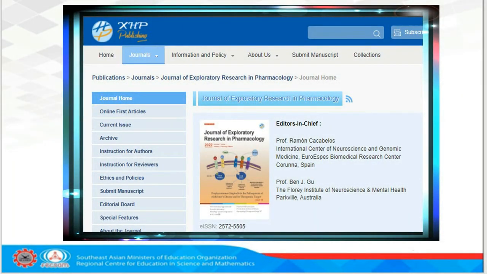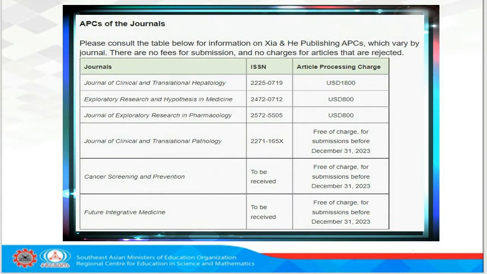Journal of Exploratory Research in Pharmacology, JERP, is a peer-reviewed journal published by Xia and He Publishing Incorporated. JERP focuses on novel findings and the most recent advances in basic and clinical pharmacology, covering topics in drug research, drug development, clinical trials and application. The Article Processing Charge, APC, for Journal of Exploratory Research in Pharmacology is $800, and APC is charged for all article types that are accepted by XHP journals, except editorial types. For descriptions of specific article types, refer to the article type page of each journal.